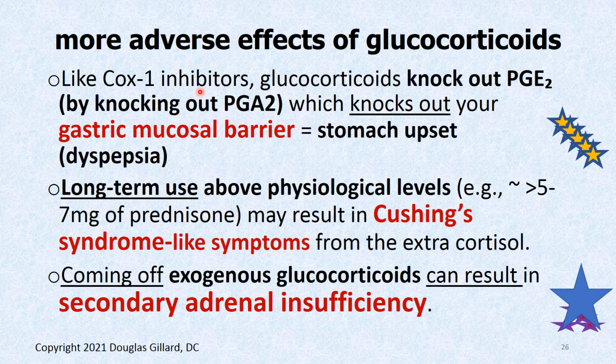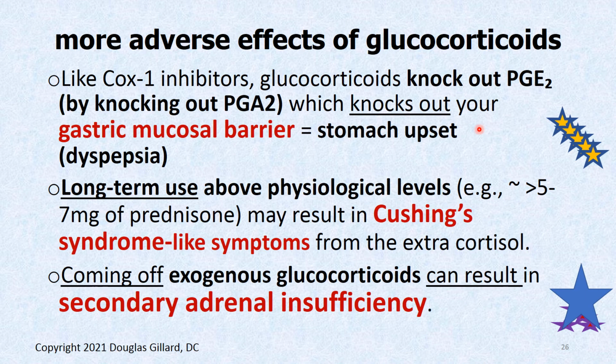Just like COX-1 inhibitors and even COX-2 inhibitors, glucocorticoids knock out PGE2. And we know how important that is for making the gastric mucosal barrier to protect your stomach against acid. So you don't want to knock that out. Glucocorticoids will mess up your stomach. People with delicate stomachs, you're going to lose your barrier. So you better take PPIs on top of these glucocorticoids or your stomach's going to go.